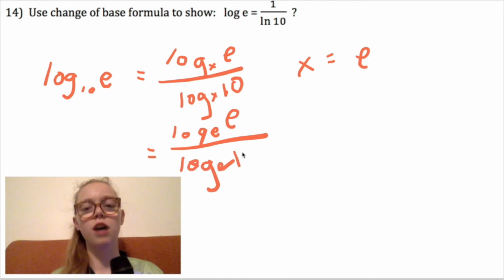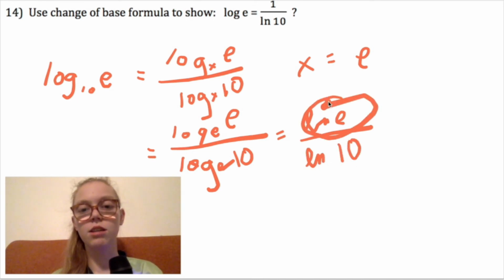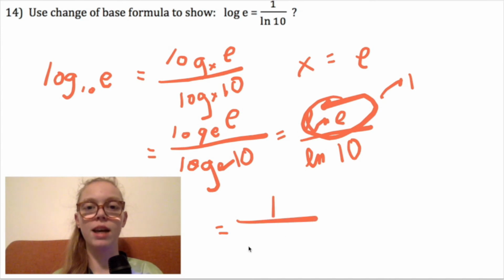Now, let's look at the top first. Log base e of e is just ln of e. Log base e of 10 is just ln of 10. ln of e is equal to 1. That was one of the logs to memorize. Now, that just means we have 1 divided by ln of 10.